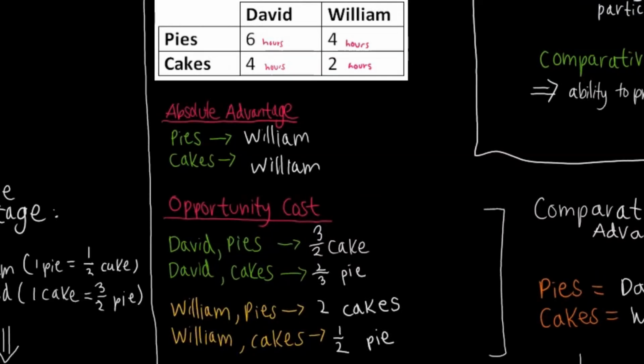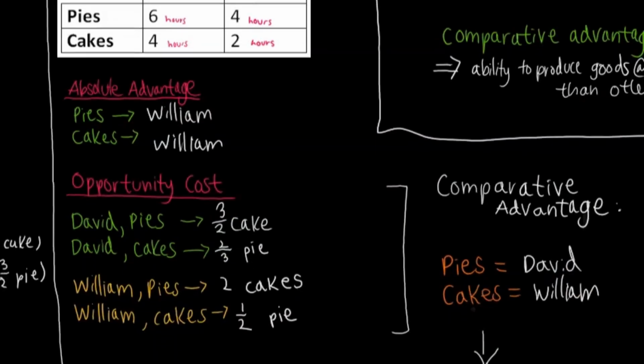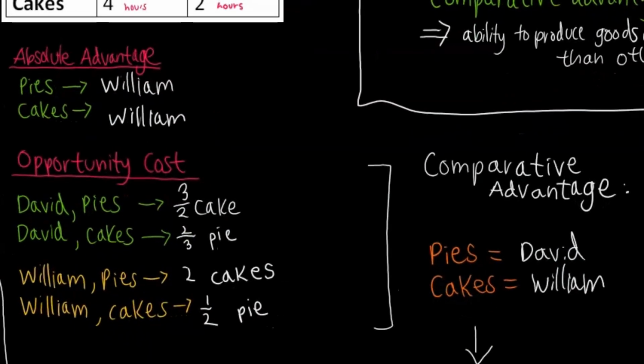Same thing for William. Let's find his opportunity cost with his pies. For William, pies is good A, so 4 over 2, because cakes is good B. 4 over 2 is 2, so 2 cakes is his opportunity cost. Take the reciprocal for the other good, and we have 1/2 pie for 1 cake.